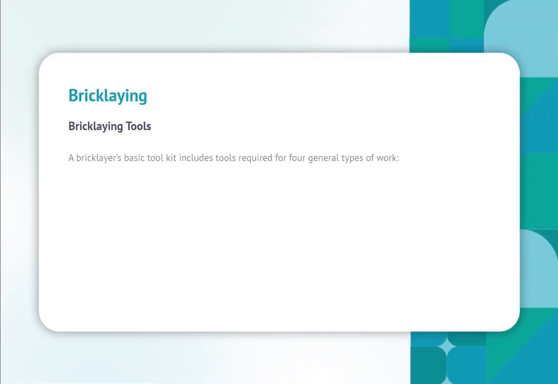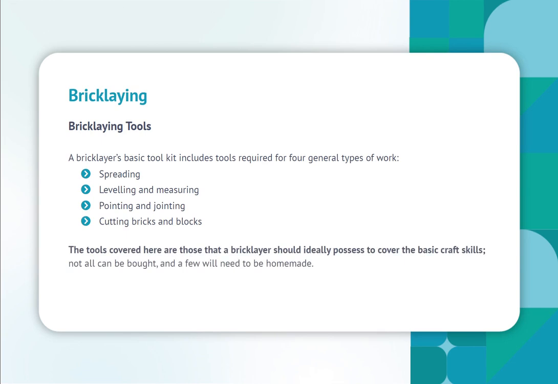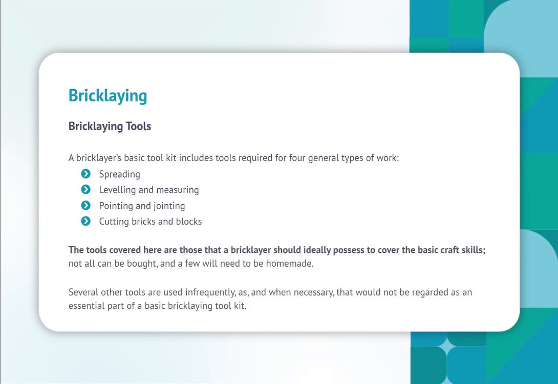Bricklaying. Bricklaying tools. A bricklayer's basic toolkit includes tools required for 4 general types of work: spreading, leveling and measuring, pointing and jointing, cutting bricks and blocks. The tools covered here are those that a bricklayer should ideally possess to cover the basic craft skills. Not all can be bought, and a few will need to be homemade. Several other tools are used infrequently, as, and when necessary, that would not be regarded as an essential part of a basic bricklaying tool kit.